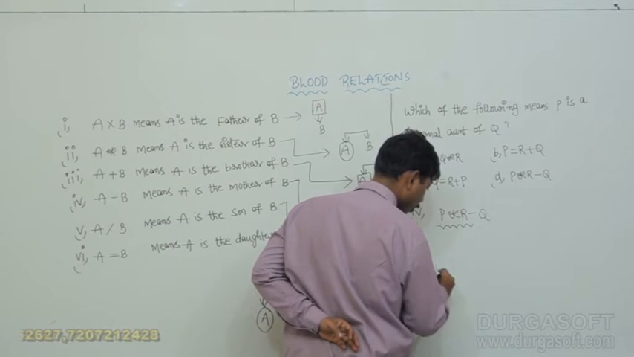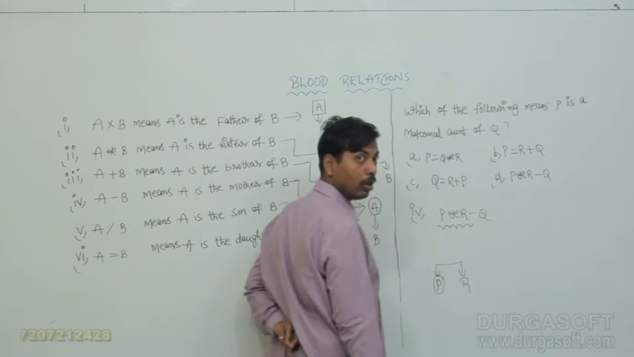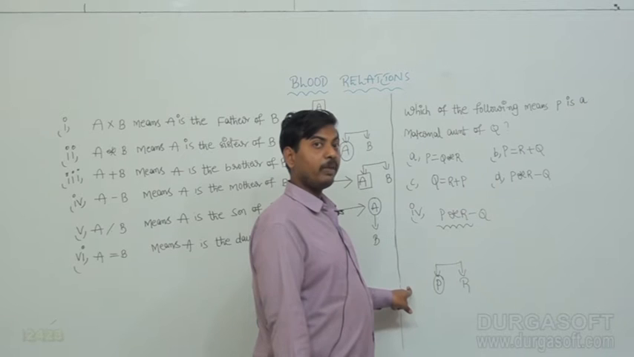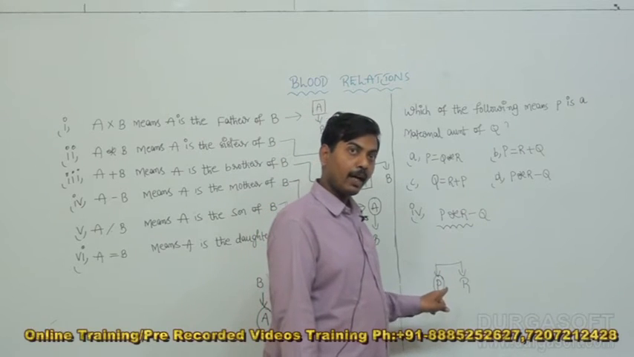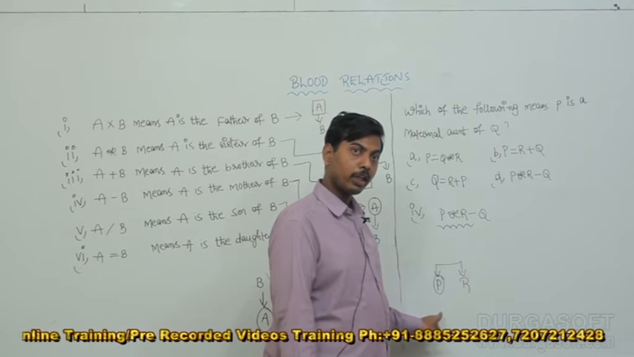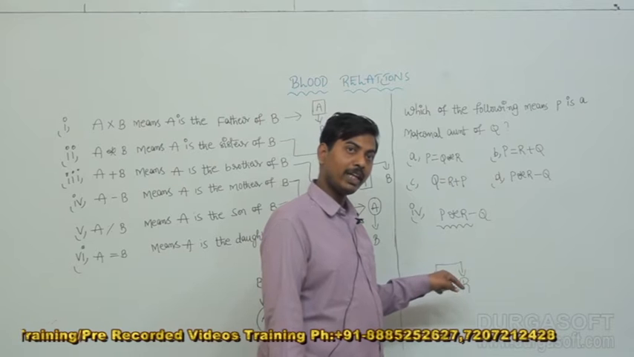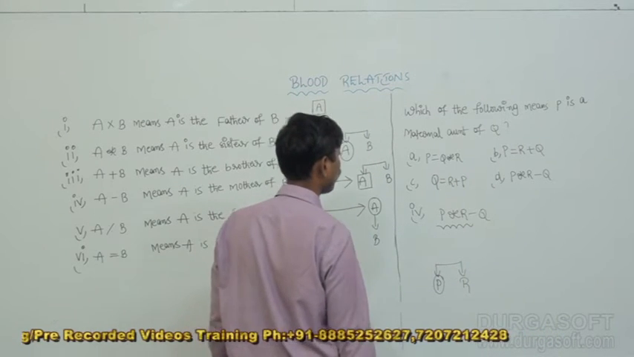P is the sister of R means P and R both are in the same generation, and P is female. Gender we don't have any clarity as of now. Let it be. Let us go for that next one, R minus Q.